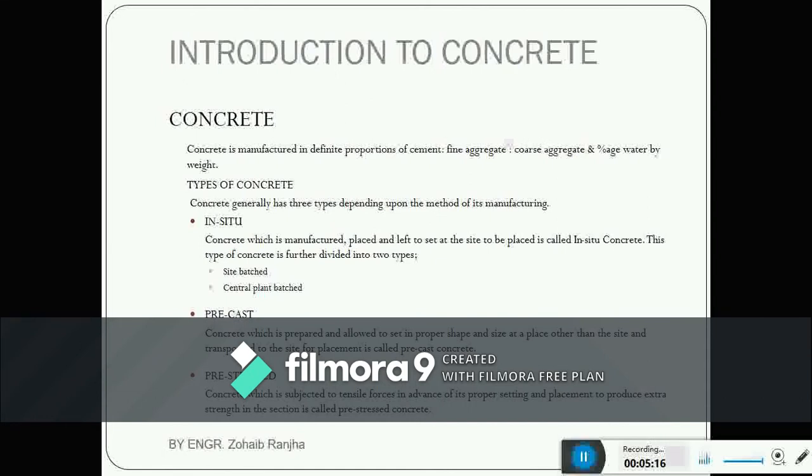There are two further types: site batched means the ratio is also measured and batched at the site. Central plant batch means the ratio is not batched at the site, but the manufacturing of concrete is done at the site. The second type of concrete is precast. Precast means the concrete which is already manufactured at an industry or any other site apart from the construction site, and then it is transported from the industry to the site for placement. So in the industry we may prepare the concrete and allow it to set in a proper shape and size.